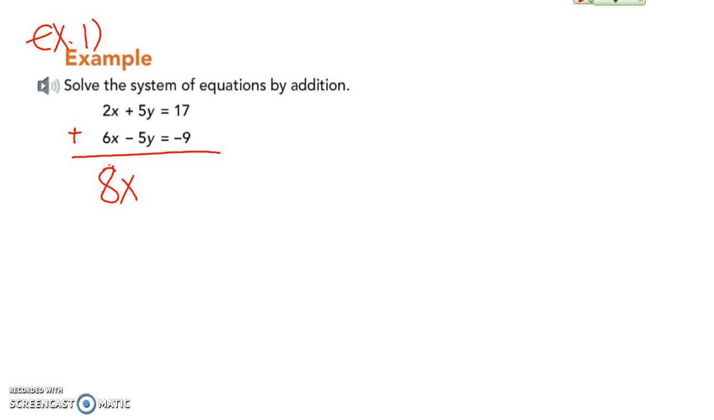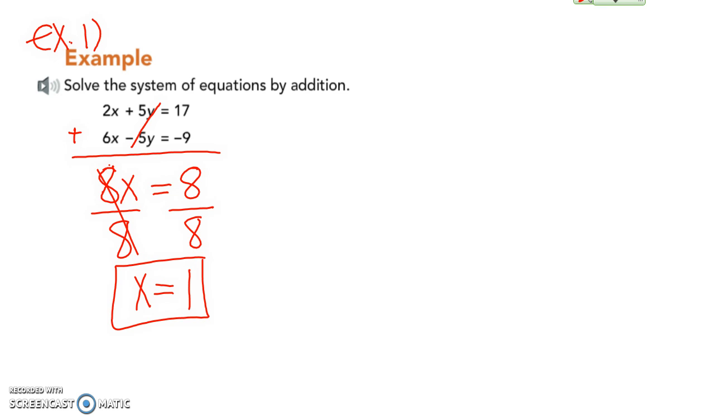2x plus 6x is 8x. 5y minus 5y is 0. So those go away. I could put a 0 if I wanted to. And then 17 minus 9 is 8. Oh, that's so nice. Isn't it so nice? So now I can just quickly solve for x. And I get x equals 1. Now, step 2, I'm going to pick an equation. Doesn't matter which one. I'm going to go with the first one.